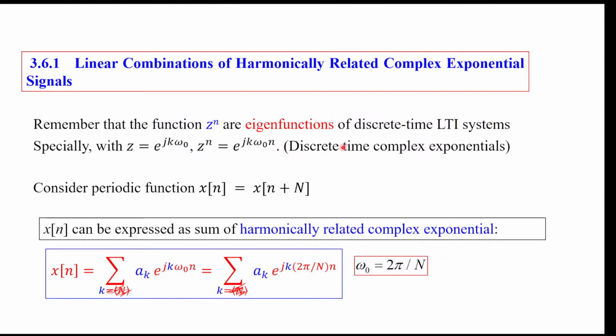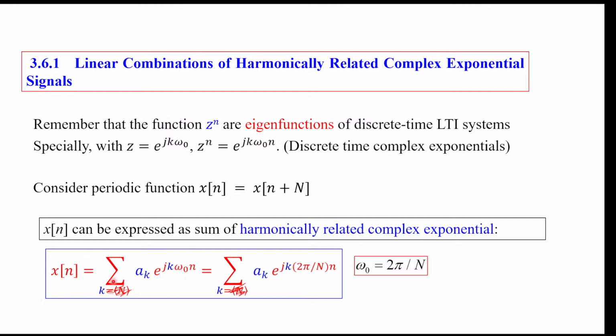Anyway, we start with what we do for the continuous-time case, and that is we write our periodic signal. So we have a periodic signal x[n] equal to x[n + N] for some period N, and we want to express it as harmonically related complex exponentials. This is very similar to what we wrote down in continuous time. We basically just change t to n in this expression.